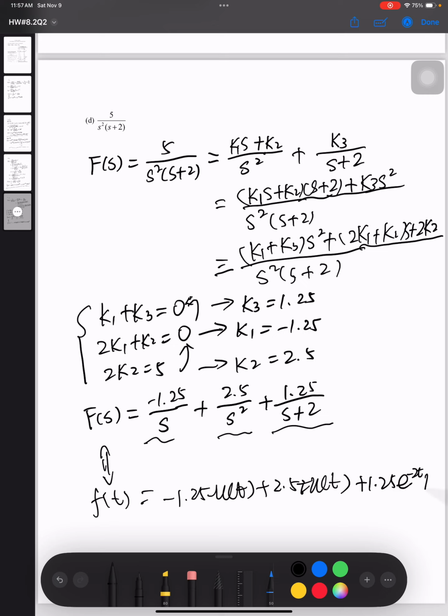Okay, we can of course make it more compact: minus 1.25 plus 2.5 t plus 1.25 e to the minus 2t, times u(t). So this is the final answer of this equation.